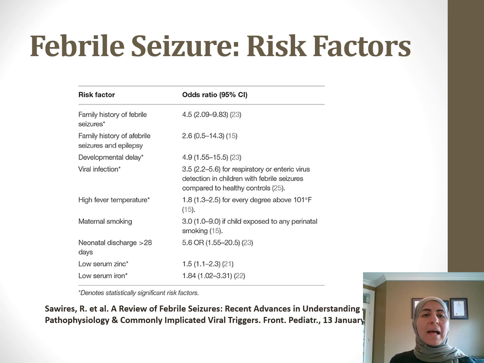So often what will happen is these parents will go home after their child has had his or her febrile seizure, and they'll start asking grandparents, cousins, uncles, aunts, and they'll discover that there's a family history of febrile seizure. A family history of afebrile seizures or epilepsy is also a risk factor, maternal smoking, and then there are multiple other risk factors that are listed here. Those are the largest ones.